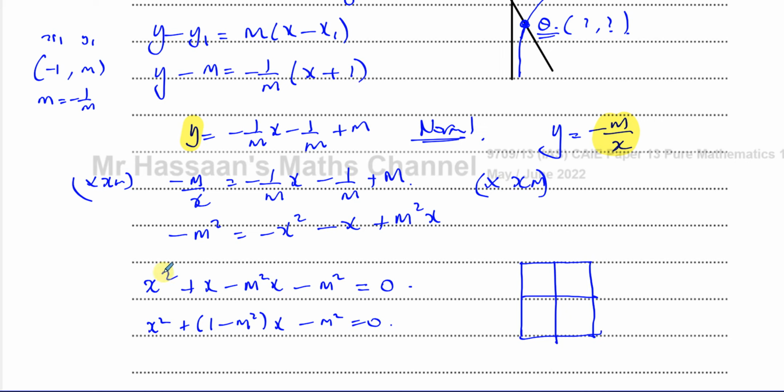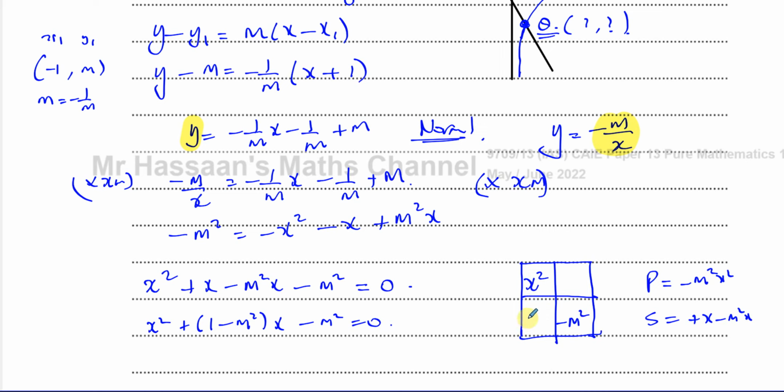For the window method, I'll write the first term over here, the last term over there, minus m squared. I want to find two numbers that multiply to give x squared times minus m squared, and when I add them, I get the middle term, x minus m squared x. So the product is minus m squared x squared, and the sum is plus x minus m squared x. When I multiply these together, I get this. When I add these together, I get this, of course.